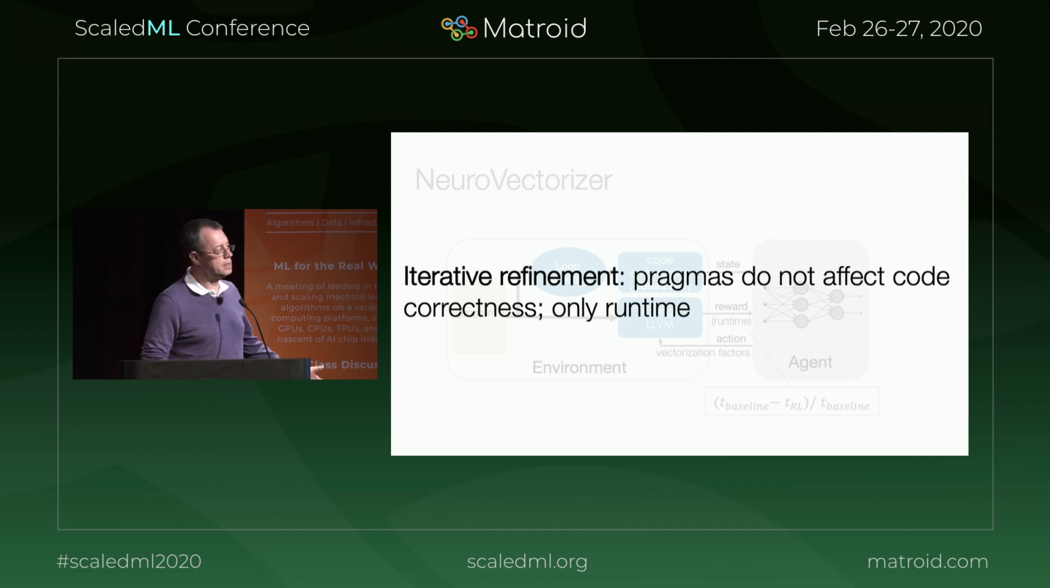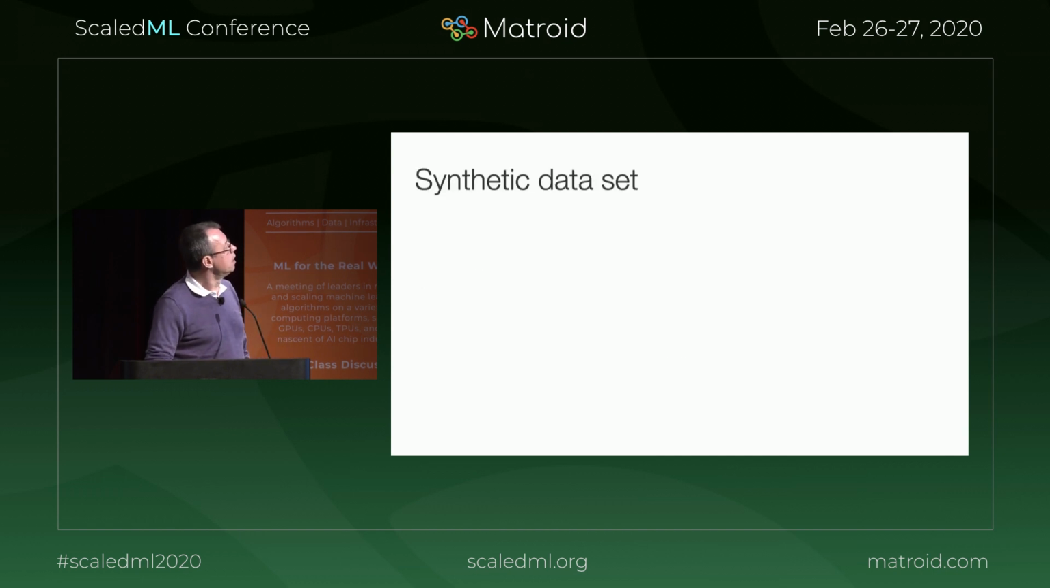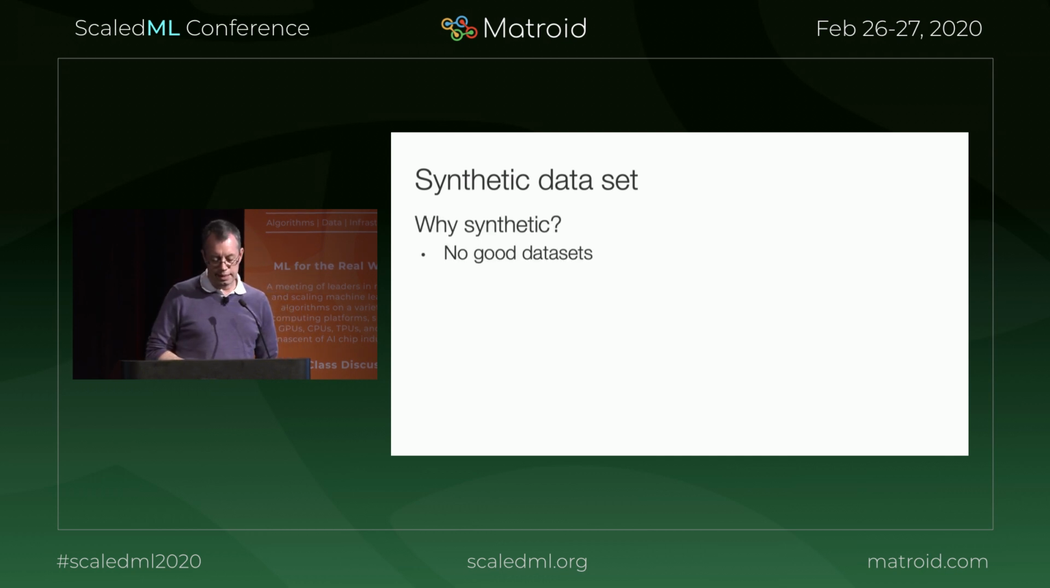So it's pretty simple. Obviously, it's an iterative refinement. The pragmas do not affect the code correctness, right? So now, how do you evaluate this? Actually, this was a big problem. To evaluate, we generate a synthetic data set, because there is no good data set.